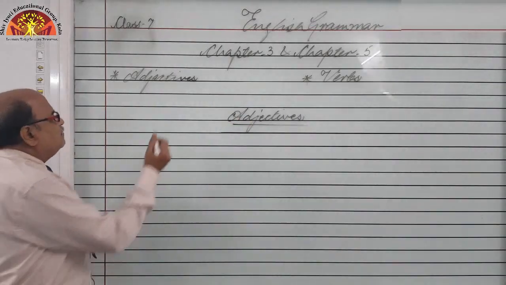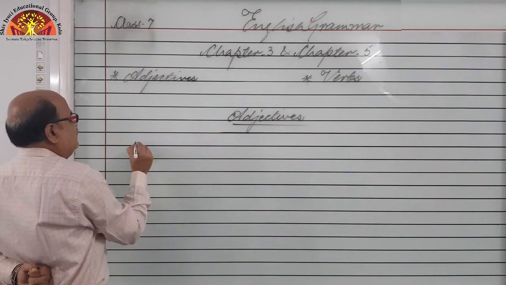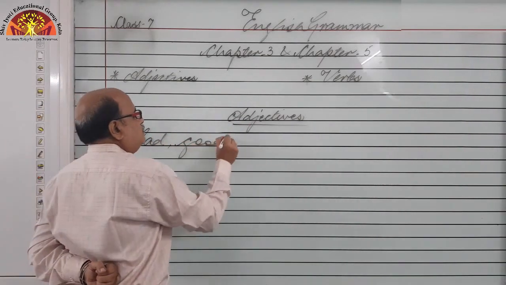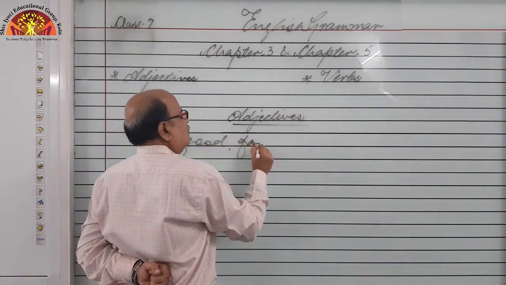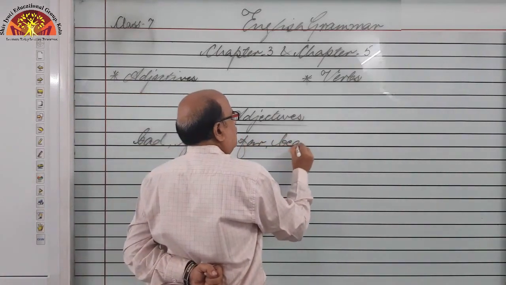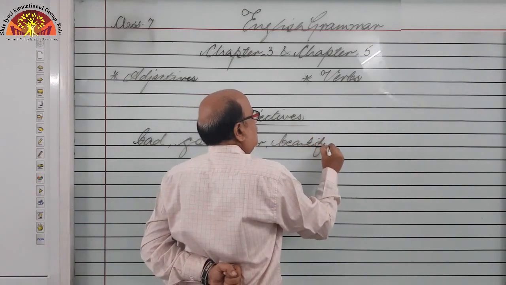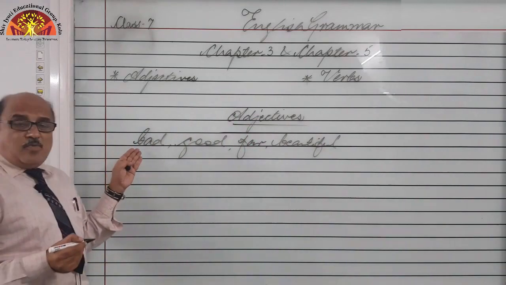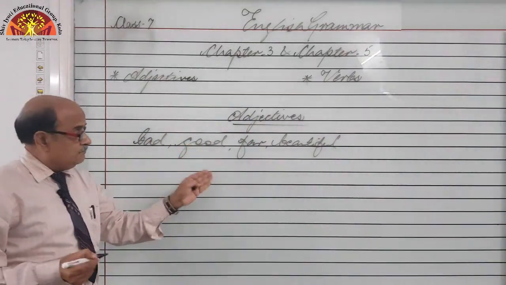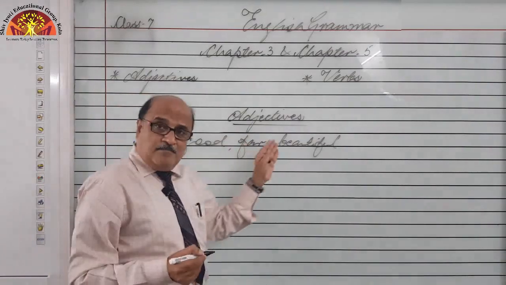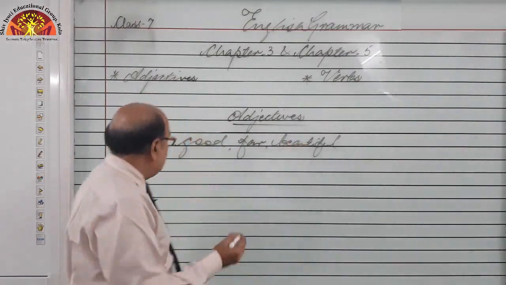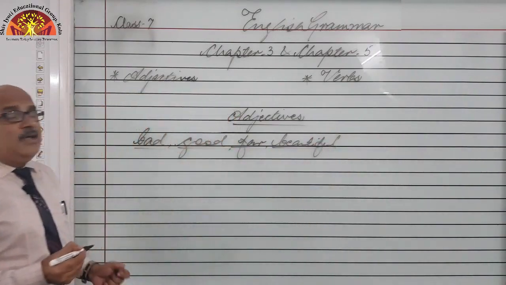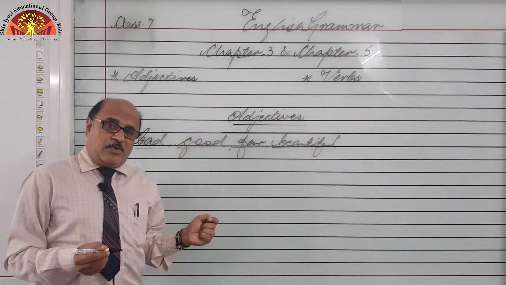So, basically, some common words that we use: bad, good, far, beautiful. You can see, we can use them. He is a bad boy, I am good at English, this is too far, she is a beautiful girl. So, all these words that are qualifying nouns or pronouns, mainly boy, girl, etc., are known as adjectives, right?